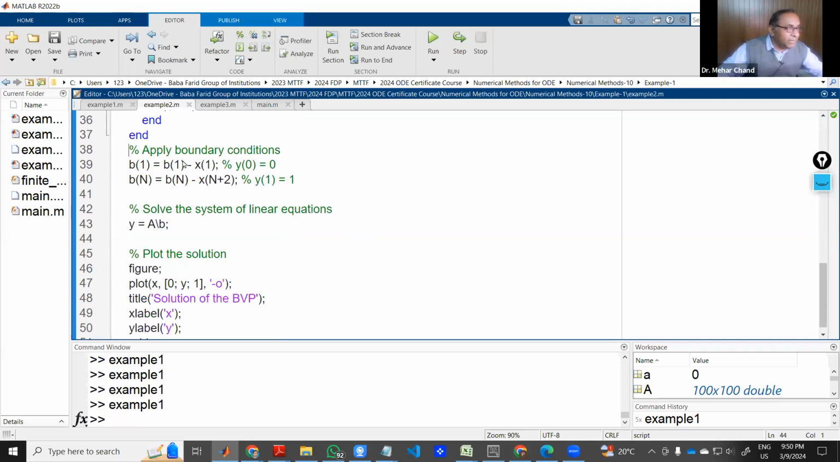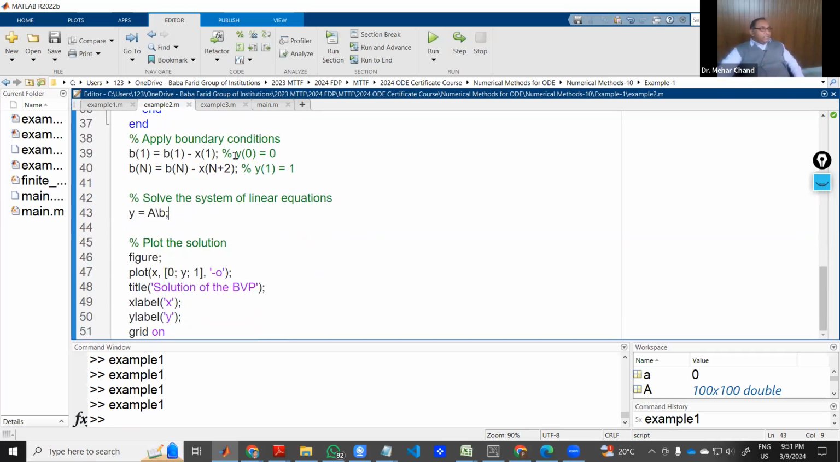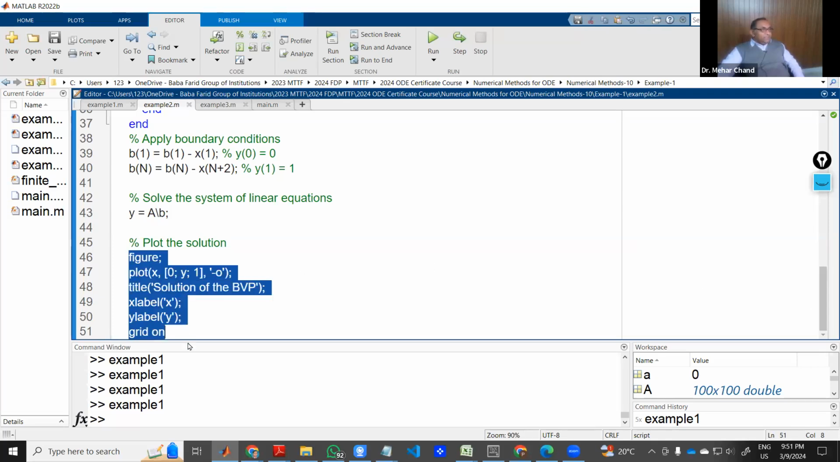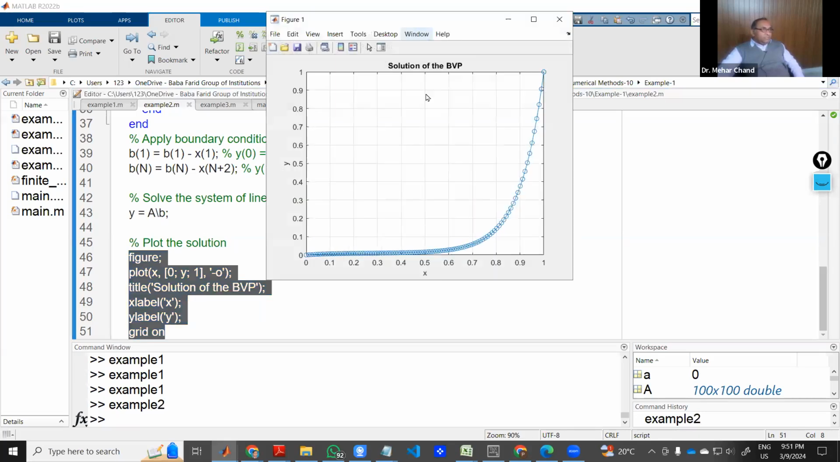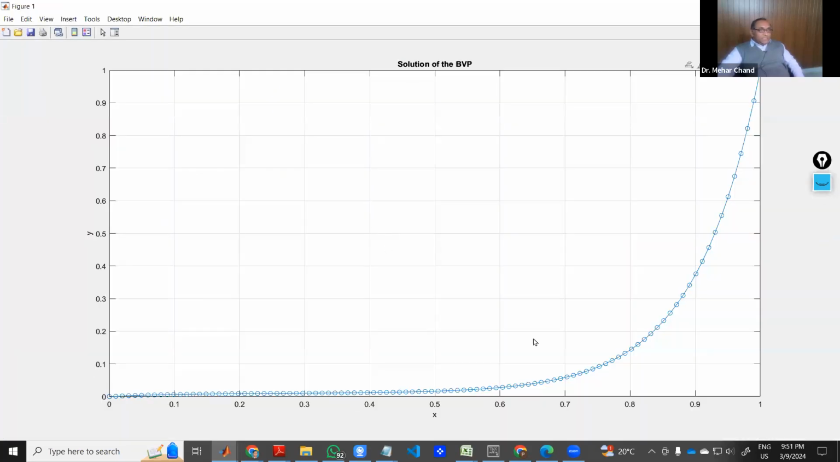And these are the same boundary conditions. y0 equal to 0 can be written as b1 equal to b1 minus x1, and y1 will be bn minus x_{n+1}. Then you will use y equal to A backslash b, and this will solve the system of equations in matrix form. These are the same statements and will return the solution of the above system of equations. When you execute, you can see the solution of the boundary value problem.